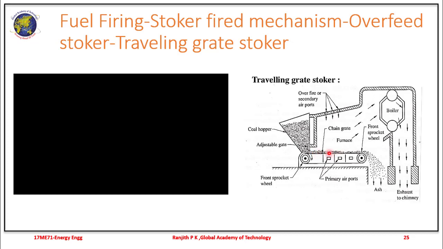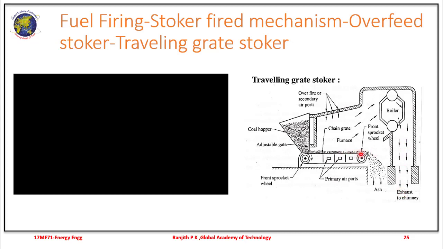So the coal from the coal hopper is made to fall onto the grate, that is a chain grate, it keeps moving, and there is primary air supplied at the bottom through the primary air ports, and the moment the fuel is in contact with the air, it gets ignited, and the heat is then liberated, is sent to the boiler, and then it is used for the further process.